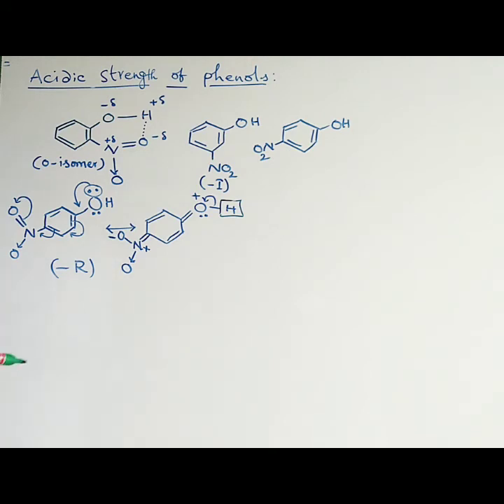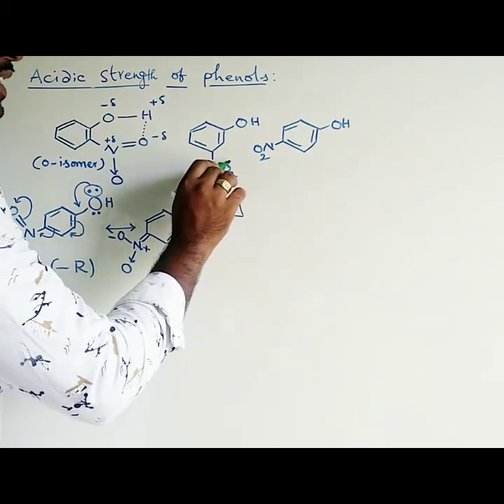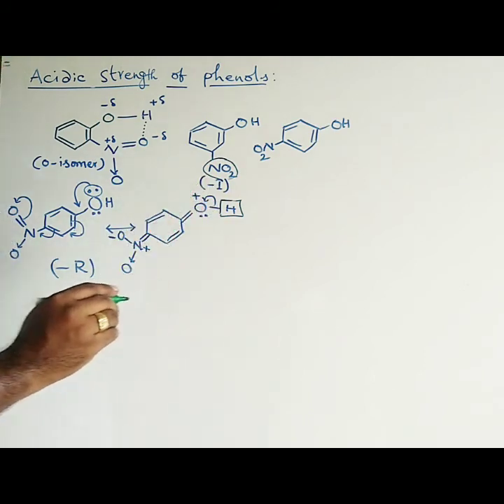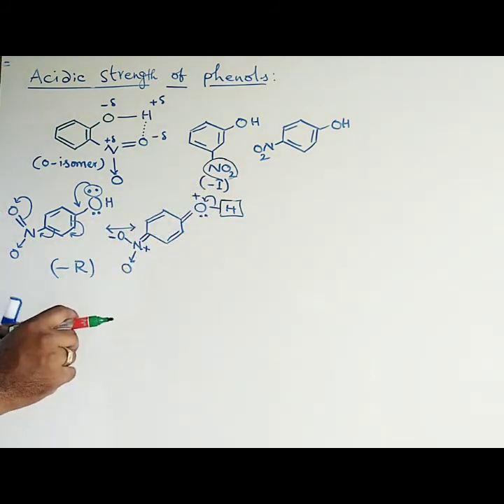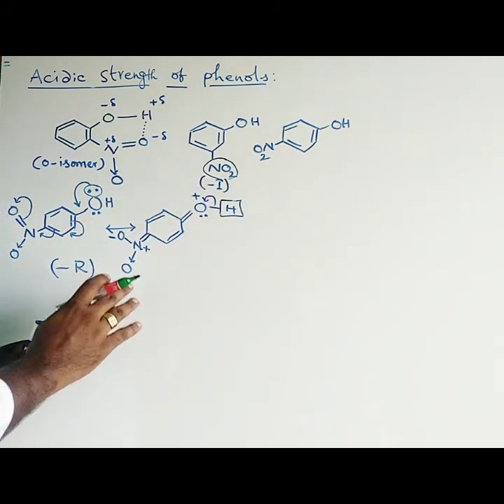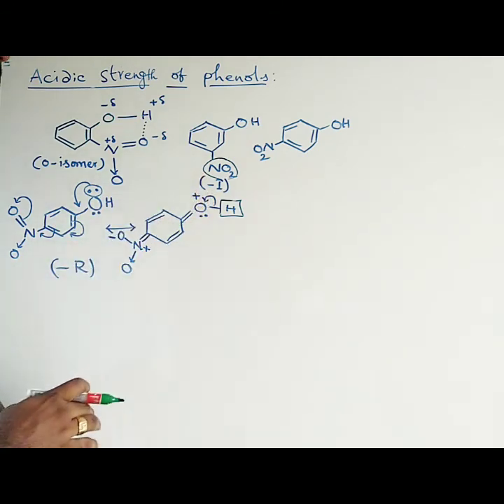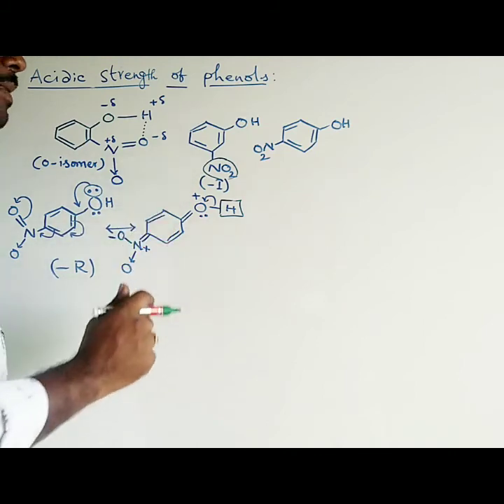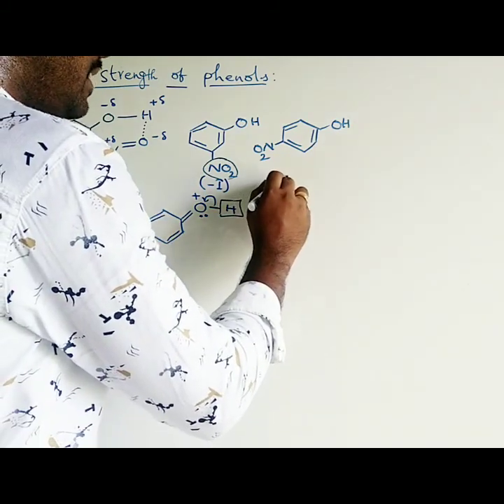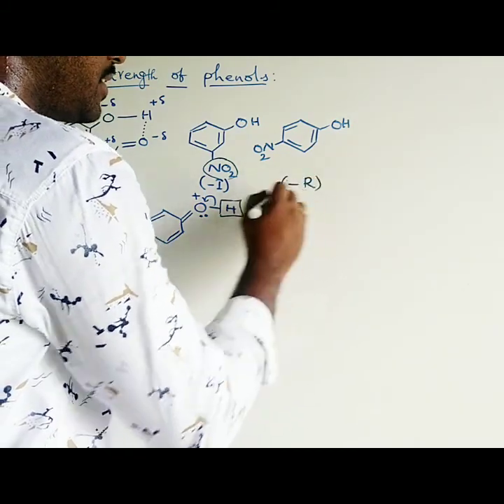The case 2 is that here the NO2 group, even though it is present on benzene, here at meta position, the NO2 group cannot cause minus R effect. If you want to know that, you can draw the resonance structures. So it cannot undergo any resonance structures at meta position. It will cause just minus I effect. Here at para position, it will cause minus R effect.